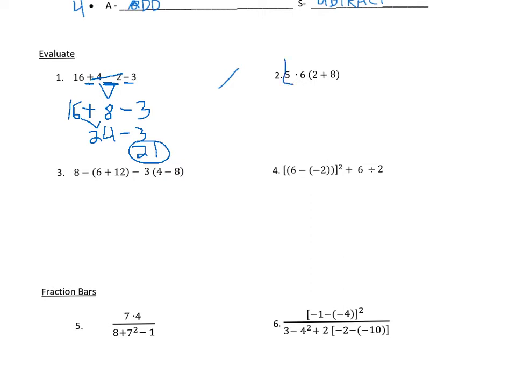Okay, let's look at number 2. I'll put that in a box so we don't get confused with the 2 next to it. Let's look at what stands out. Remember those flashing, blinking lights, the parentheses. So I have to take care of this first. When I add those, 2 plus 8, it's going to give me 10. I'm going to leave those in parentheses. Then I'm going to bring the 5 and the 6 down.